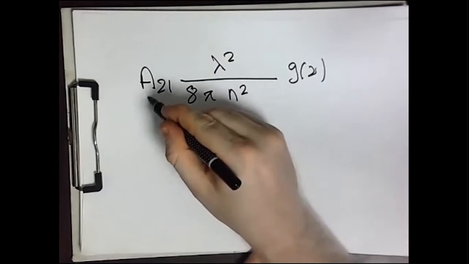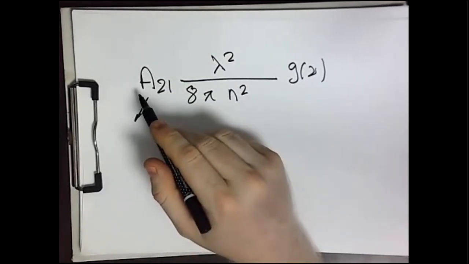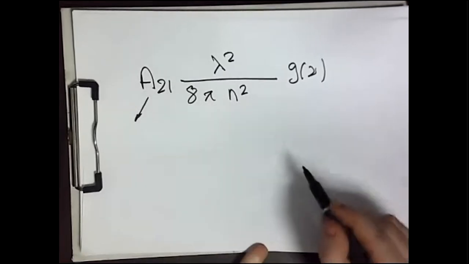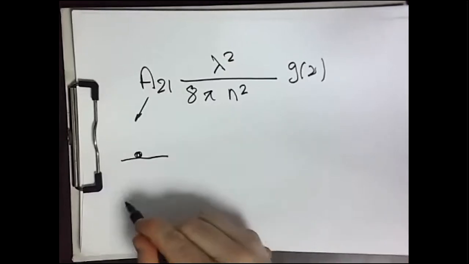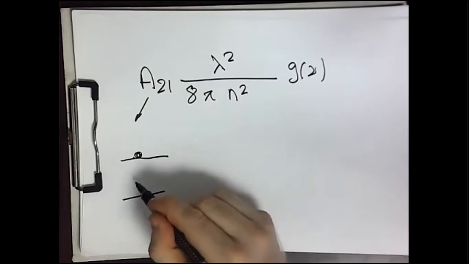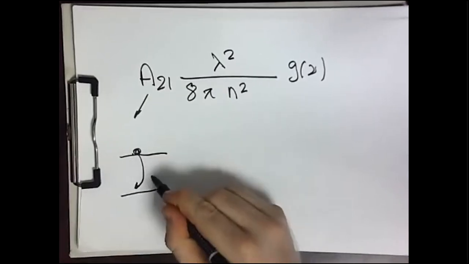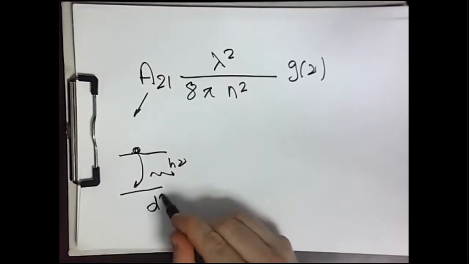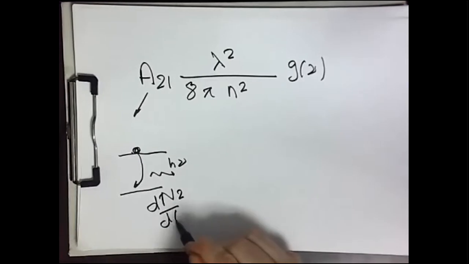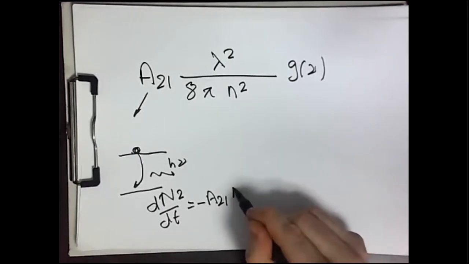Let's see, what is A21? A21 represents the rate of the falling electrons due to spontaneous emission. If you remember, we first introduced it when we said that we have an electron here, and this electron will fall like this and emit a photon, h mu. So we say that dN2 by dt equals negative A21 N2.